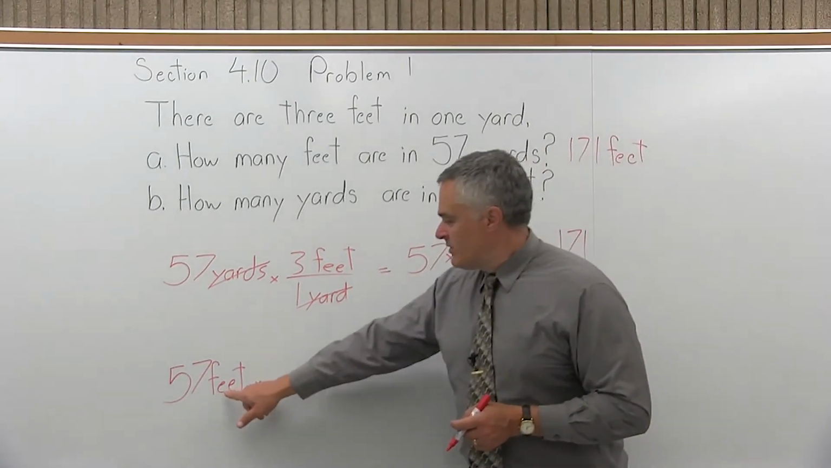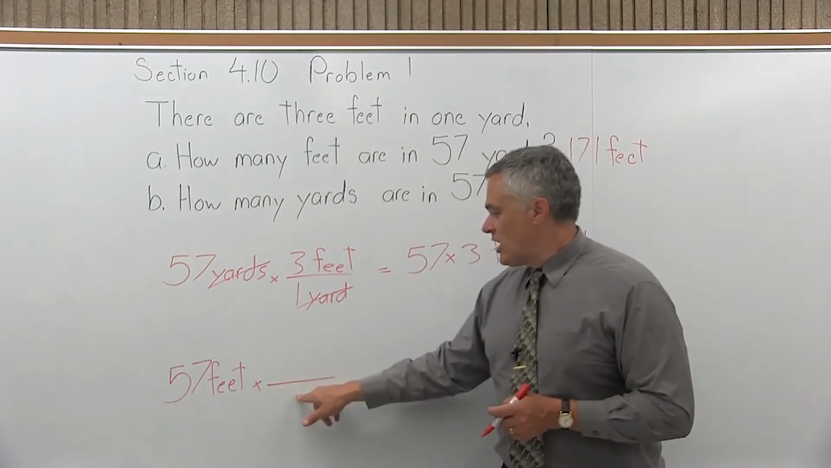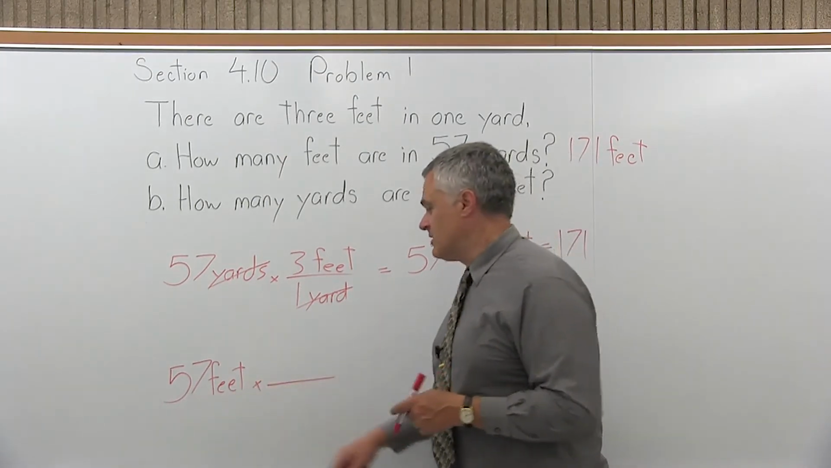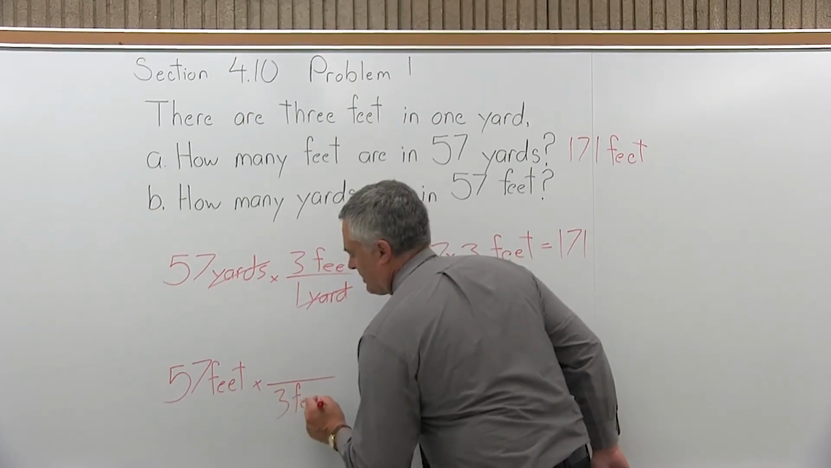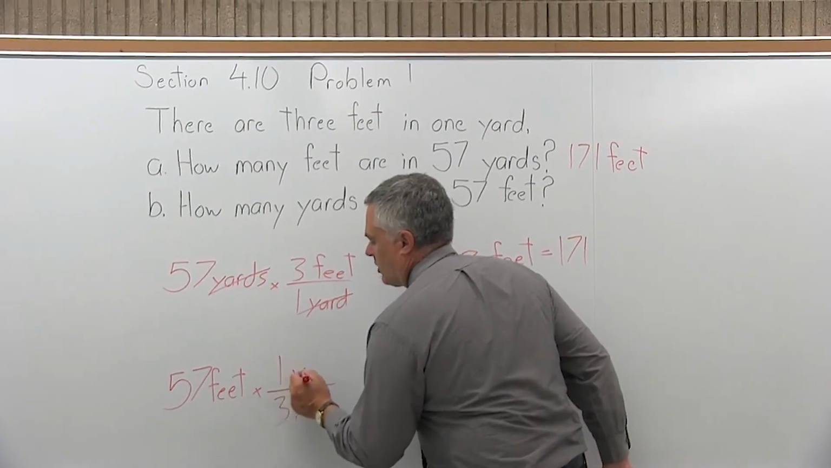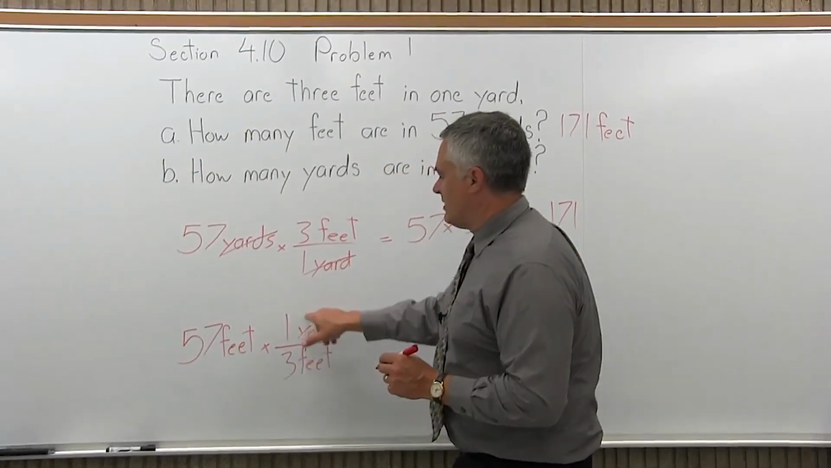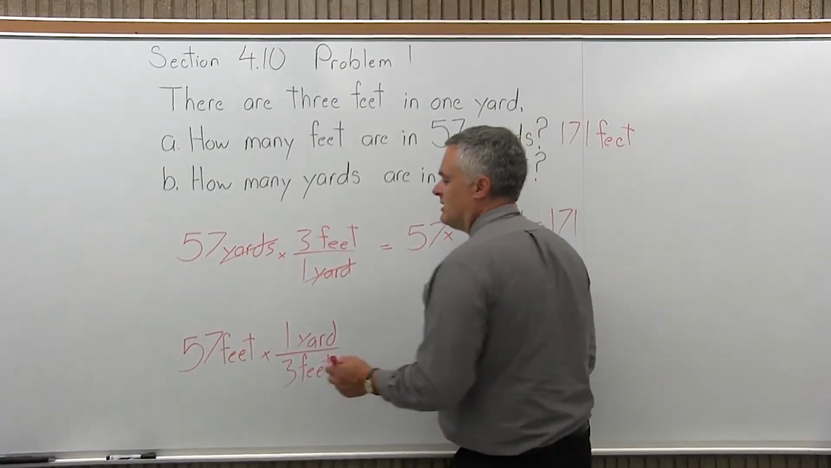But now, what's in the denominator will change. So I want to put in the denominator what will cancel the units of measure. Because I'm given feet, I want feet to be in the denominator to cancel. So I have 3 feet in the denominator, and the equivalent amount is 1 yard. So again, you have the same amount over the same amount. You're basically multiplying by 1. You're just manipulating the units.